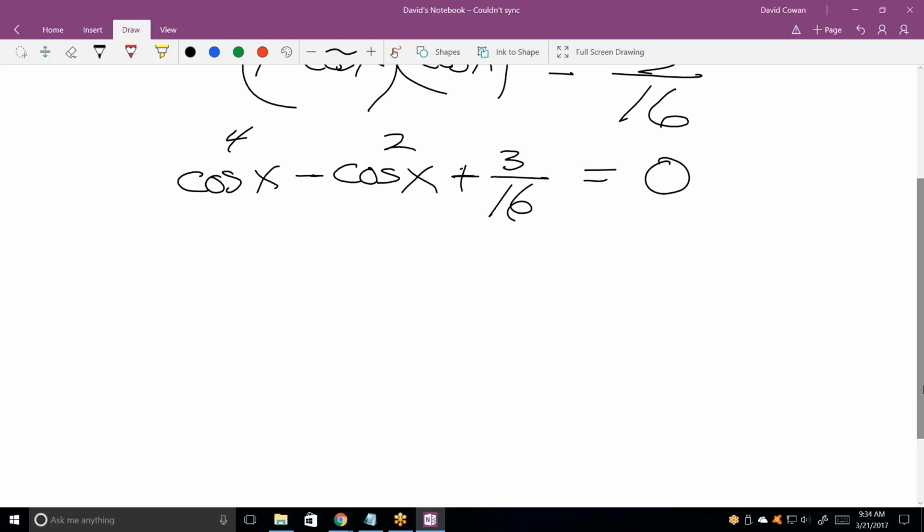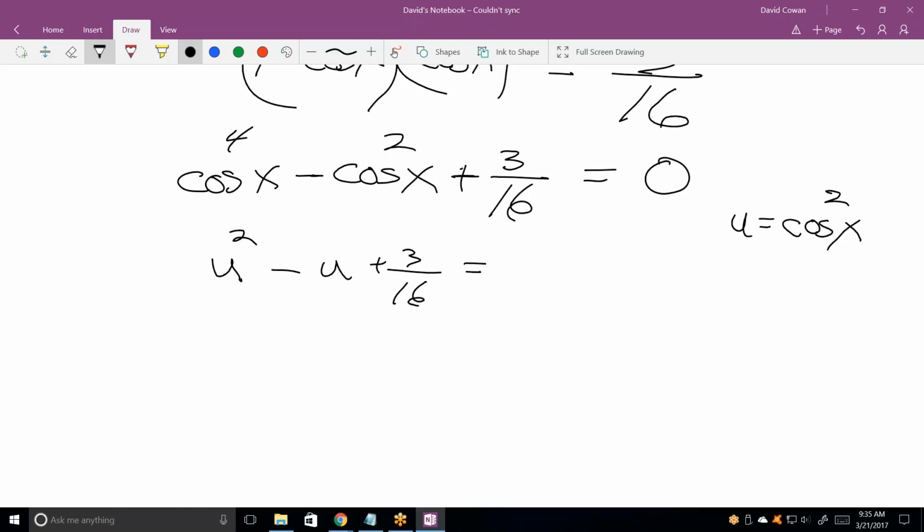In case you're not familiar with this technique, I'm going to let u equal cosine squared x. So what I really have here is u squared minus u plus 3/16. It's called substitution method. And it's a helpful method to use to recognize that this is merely a quadratic. It's now a quadratic in u. It's originally called a quadratic in cosine squared. That's the middle term, is cosine squared.